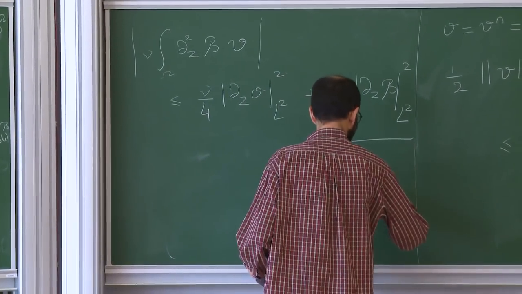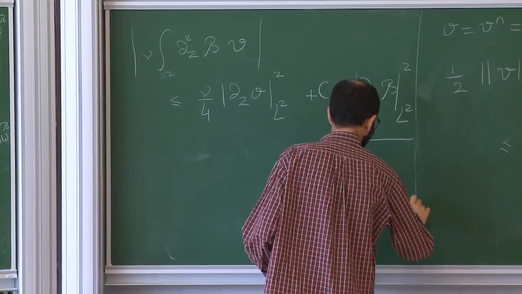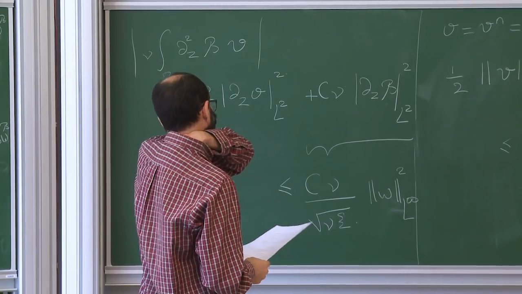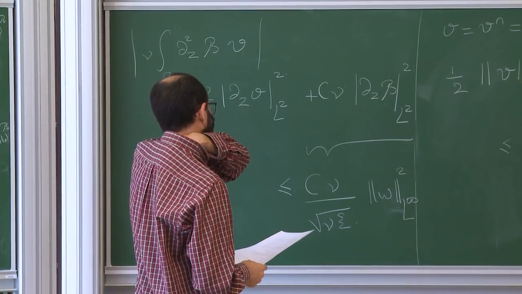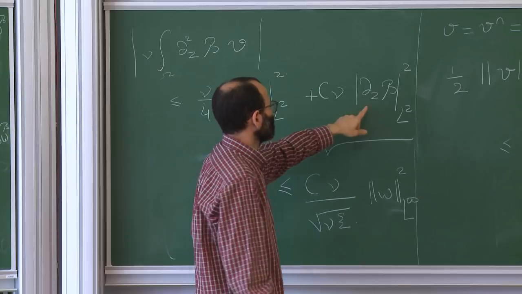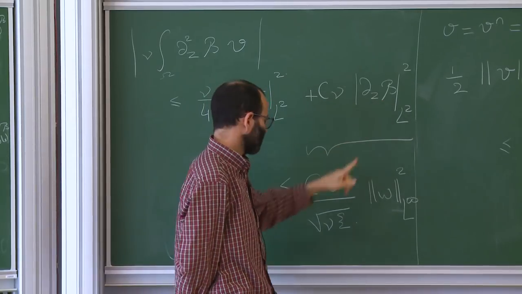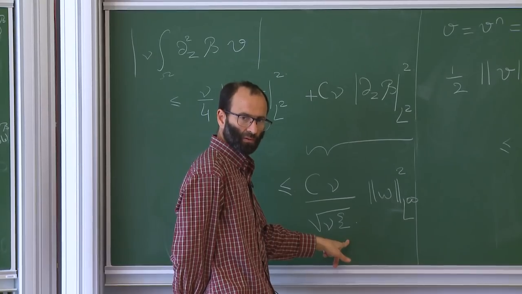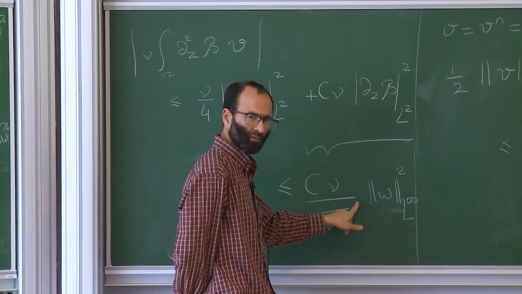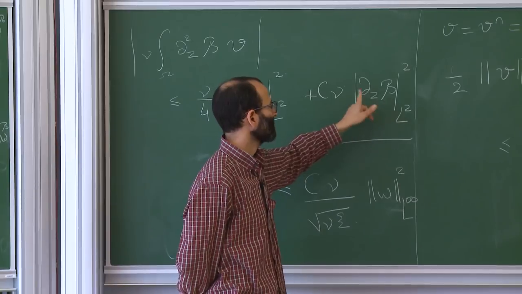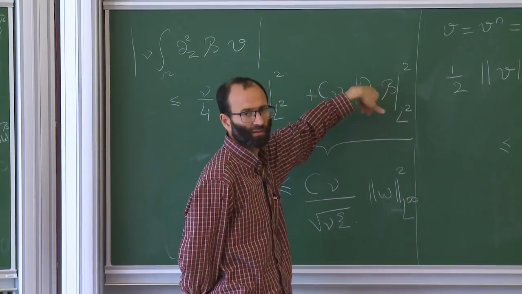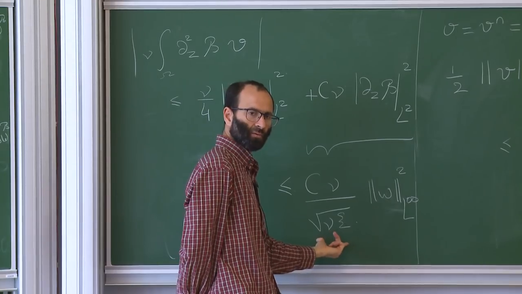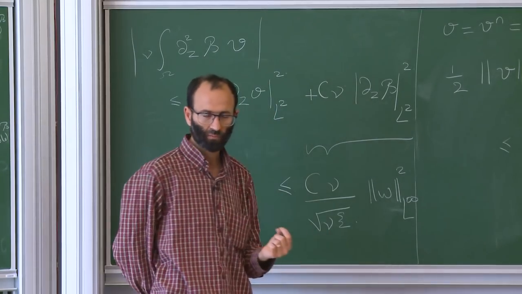Times W in L infinity. Okay. Of course, now when I do the derivative, there is this factor that comes. Normally, it comes with a square. But then when I integrate, when I do the L2 here, I regain one of these factors. So that's why it appears with the square root. Okay?